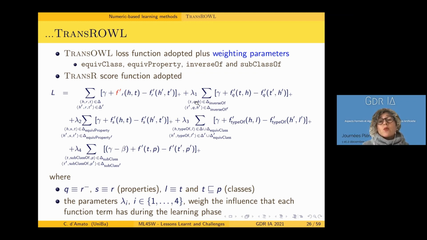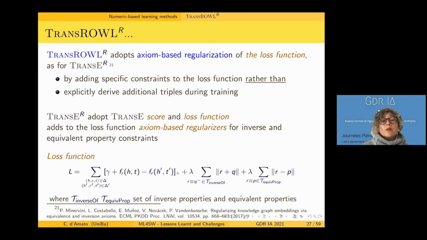In this formulation, we have also added some weighting parameters, these lambda 1, lambda 2, lambda 3, lambda 4, whose role is to weight the influence that each loss term may have during the learning phase. Of course, if we put the value of these lambda parameters equal to 1, we have the very same formulation of TransAul, apart from the fact that a different score function, which is the one adopted by TransR, is adopted in this case.